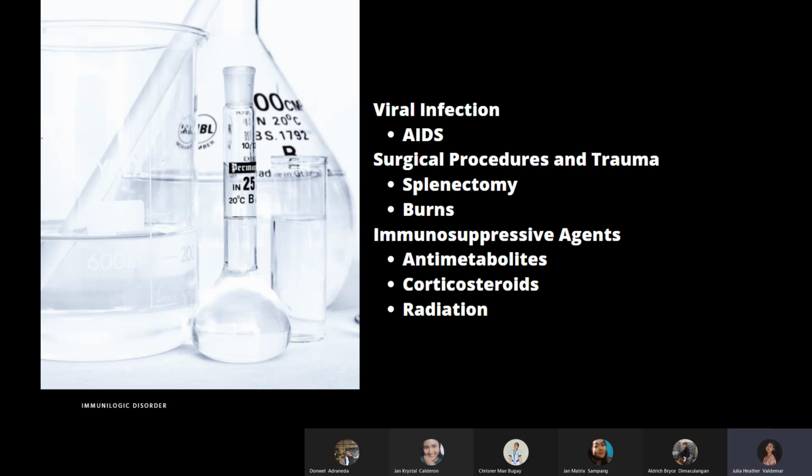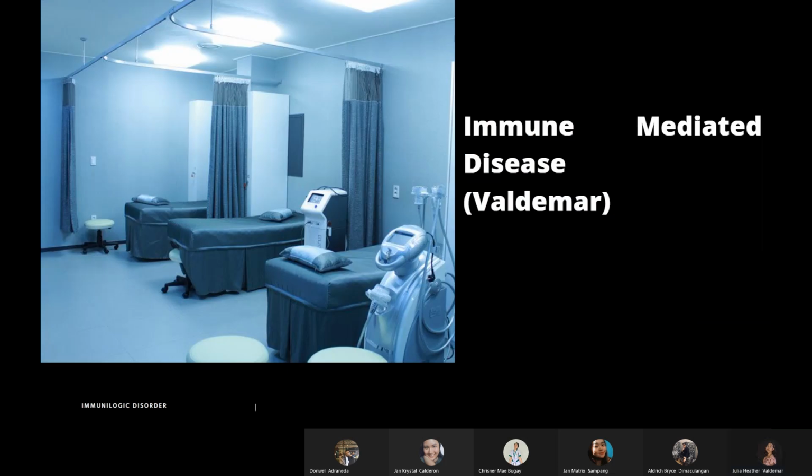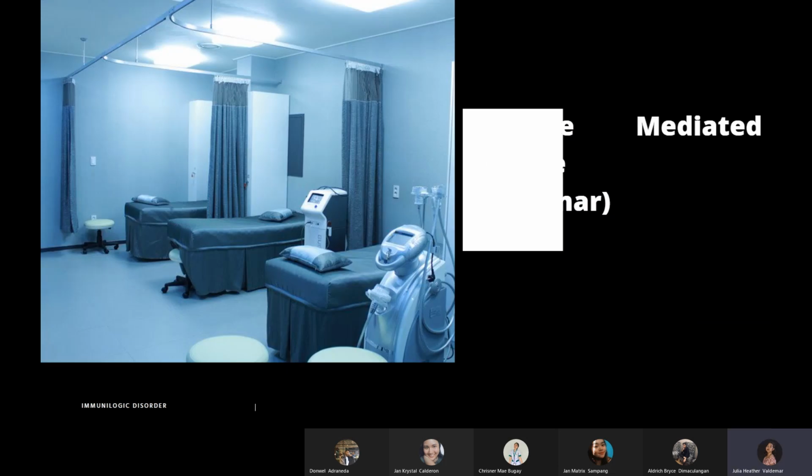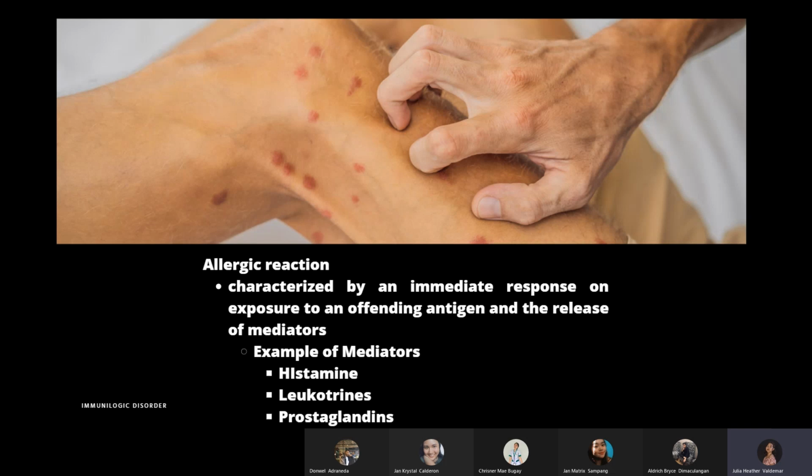So another topic that I will discuss is immune-mediated disease. Next slide, please. Immune-mediated disease is a disorder in which the immune response is normal, but the reaction is heightened, prolonged, or inappropriate. In a simple way of saying it, it is an overreacting response of your immune system.